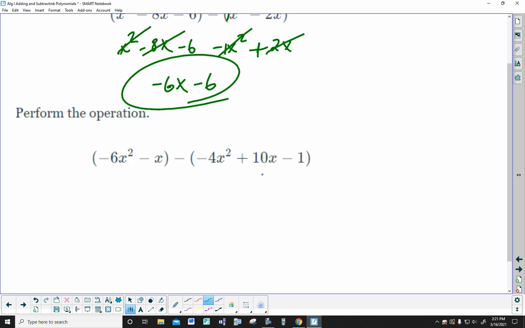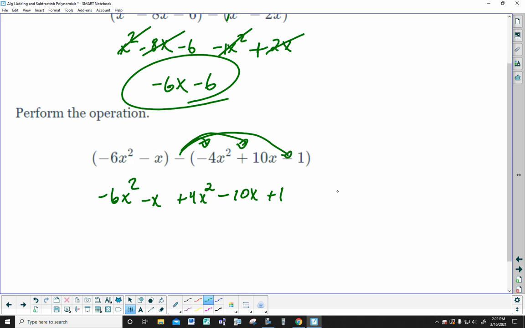Subtracting all of this. So this first parenthesis can just go away. But this negative has to distribute through. So everything that's in there. So that becomes plus 4x squared, minus 10x. It was plus, now it's minus, because you're subtracting it. And that's a minus 1, but you're subtracting a minus 1, so it becomes plus 1. Now add like terms. Oops, I forgot the square on that one, I'm sorry.